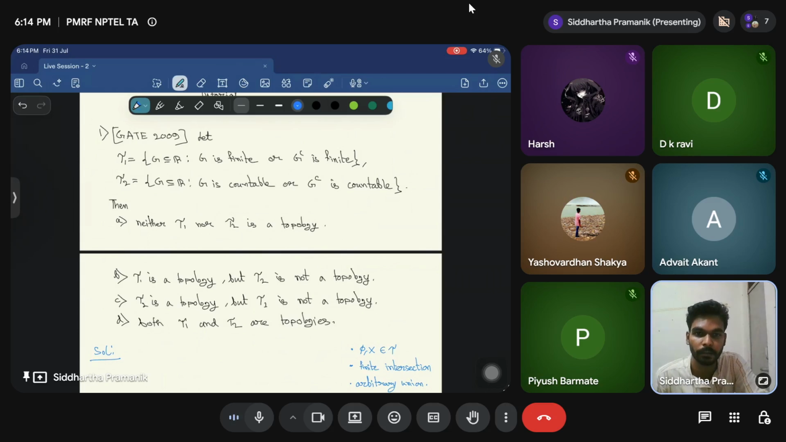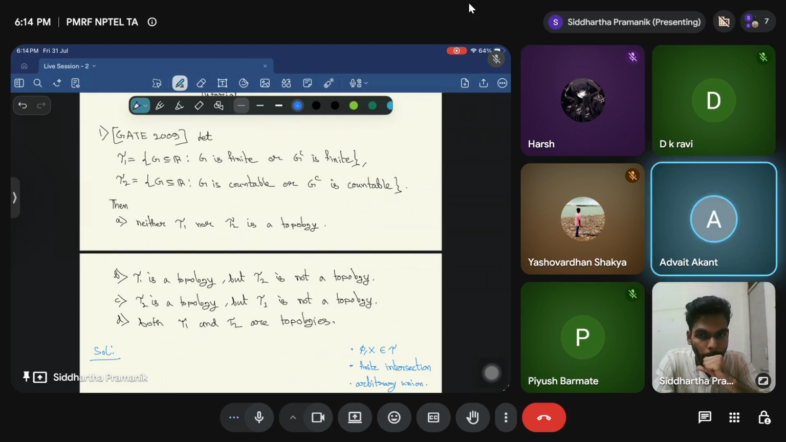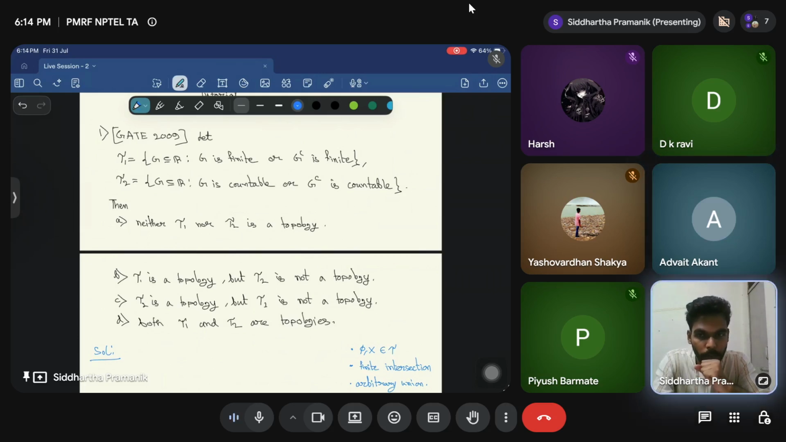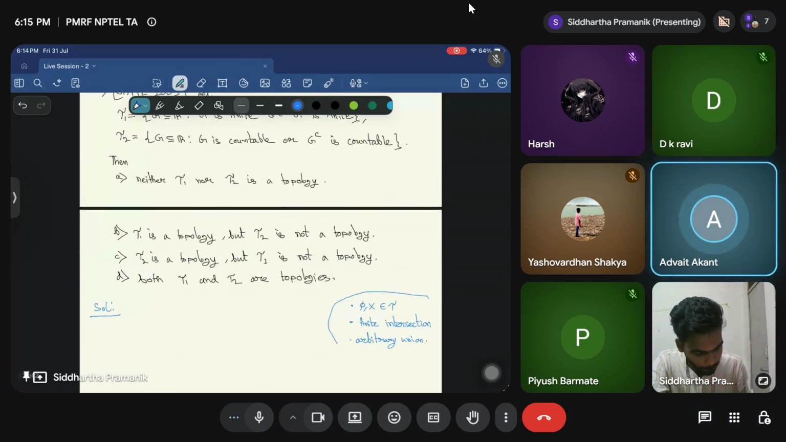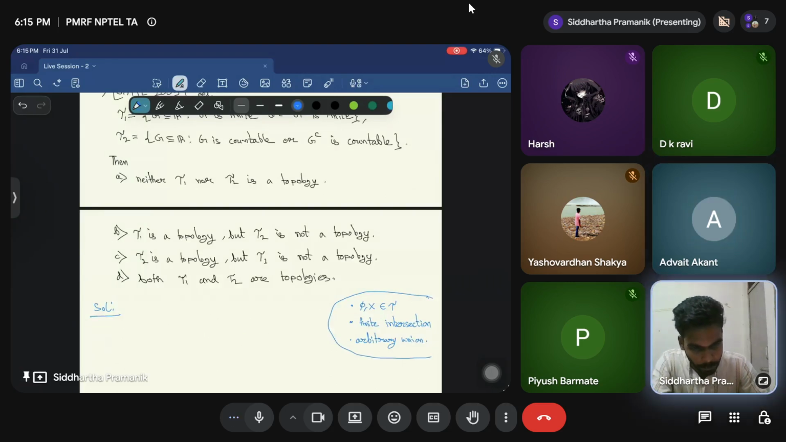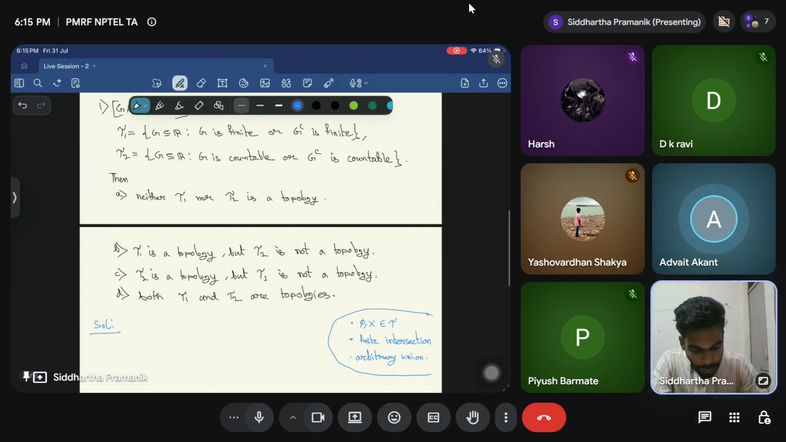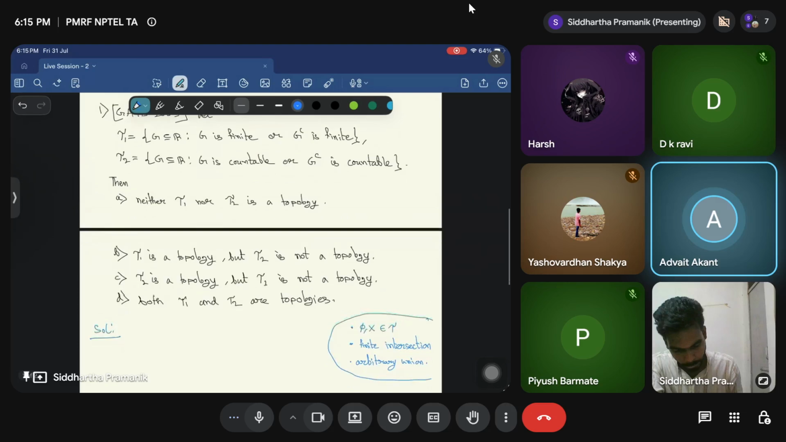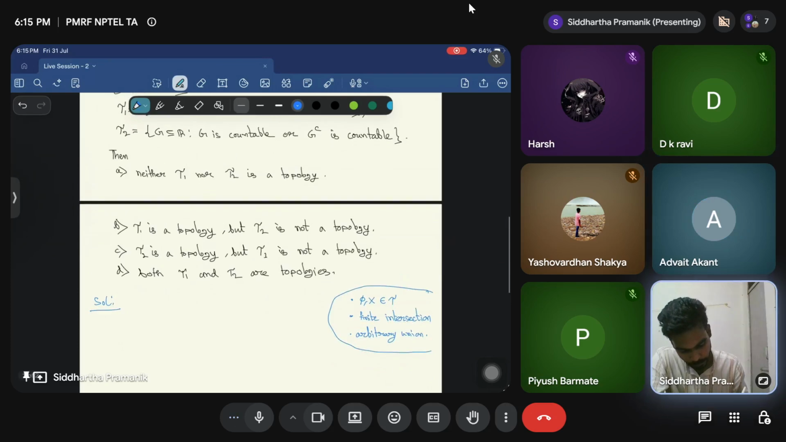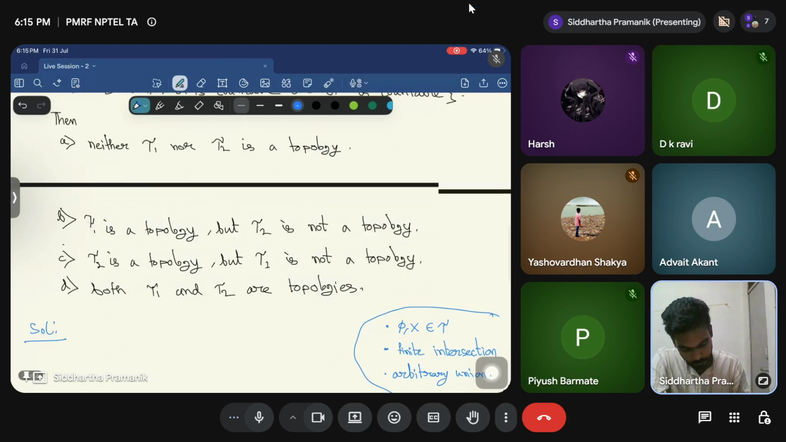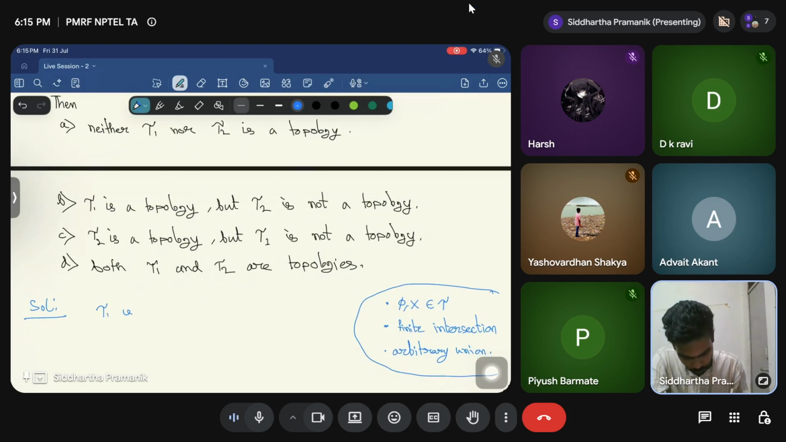Yes, any guesses or any answers? Sir, it is not closed under unions. The first one, yes. Do you have any particular example? Yes, sir. If we take the union over the natural numbers of the singleton sets {i}, all those singleton sets are finite, so they are in tau. Yes, you are right, exactly. So tau1 is not a topology.